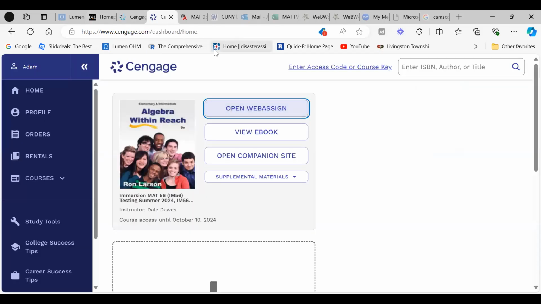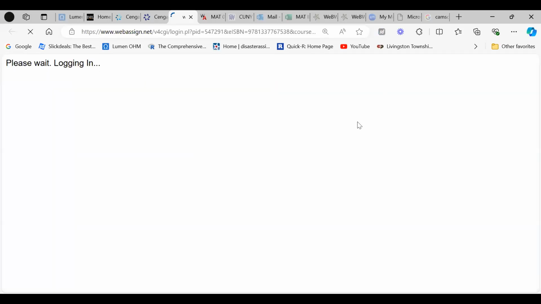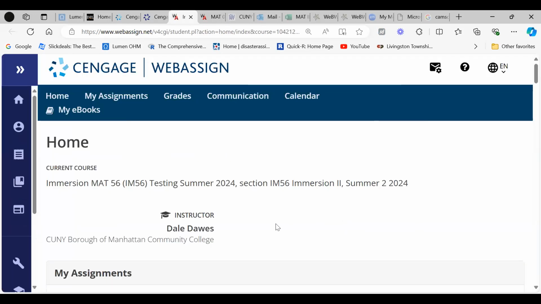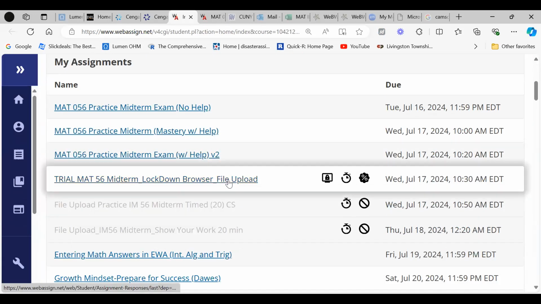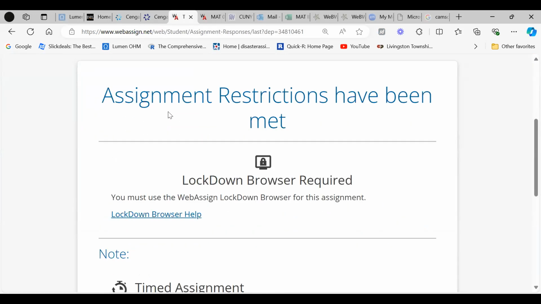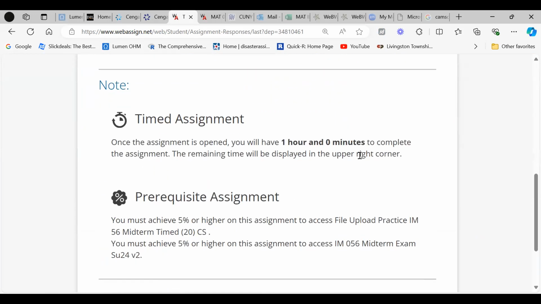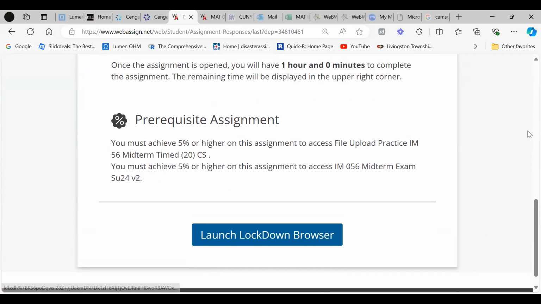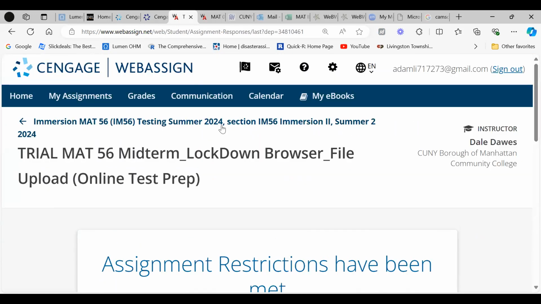And also for those of you guys, we checked the answers. Most of them are good, except those we didn't complete yet. Then you should be able to unlock this. Restriction has been met, right? You see, assignment restriction has been met. So tomorrow you just need to launch the lockdown browser, and then you can start working on the midterm.